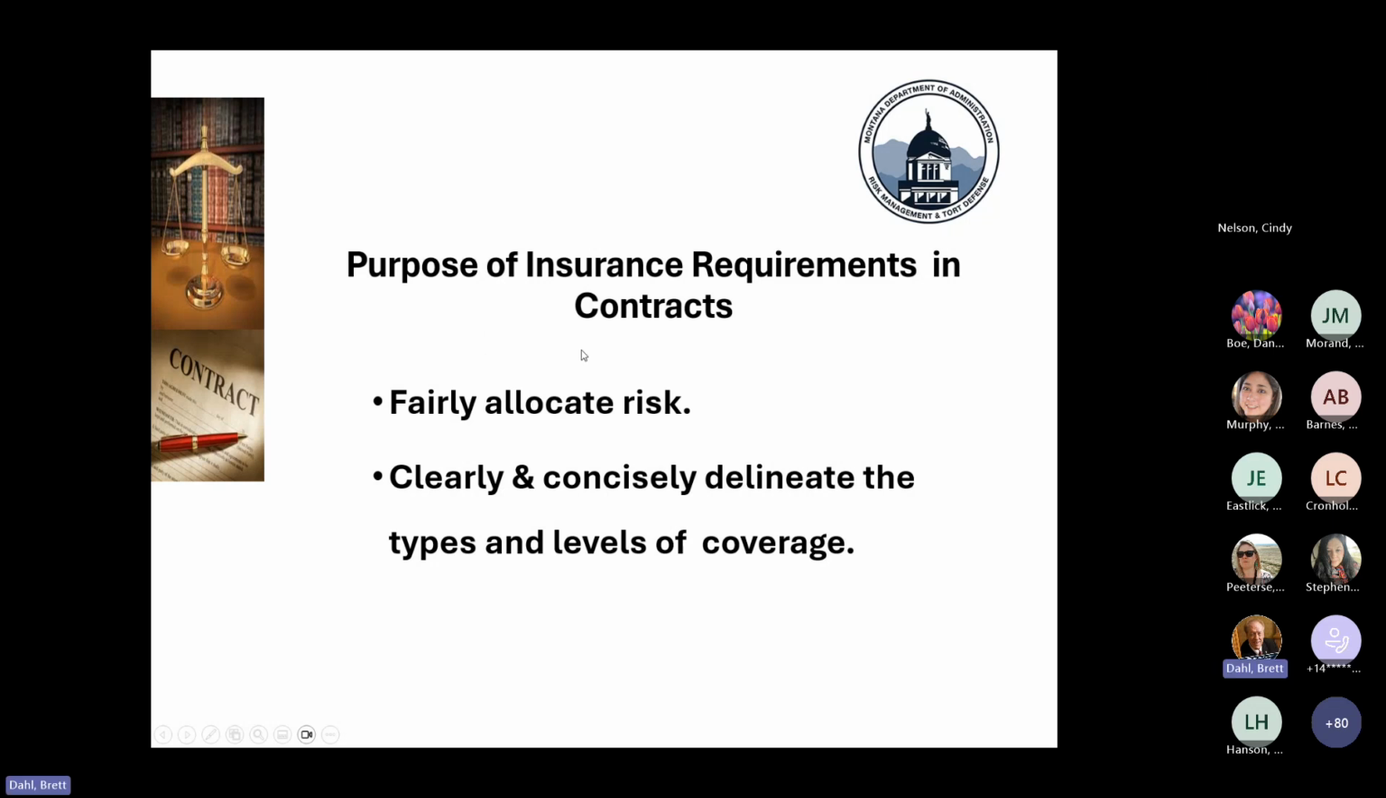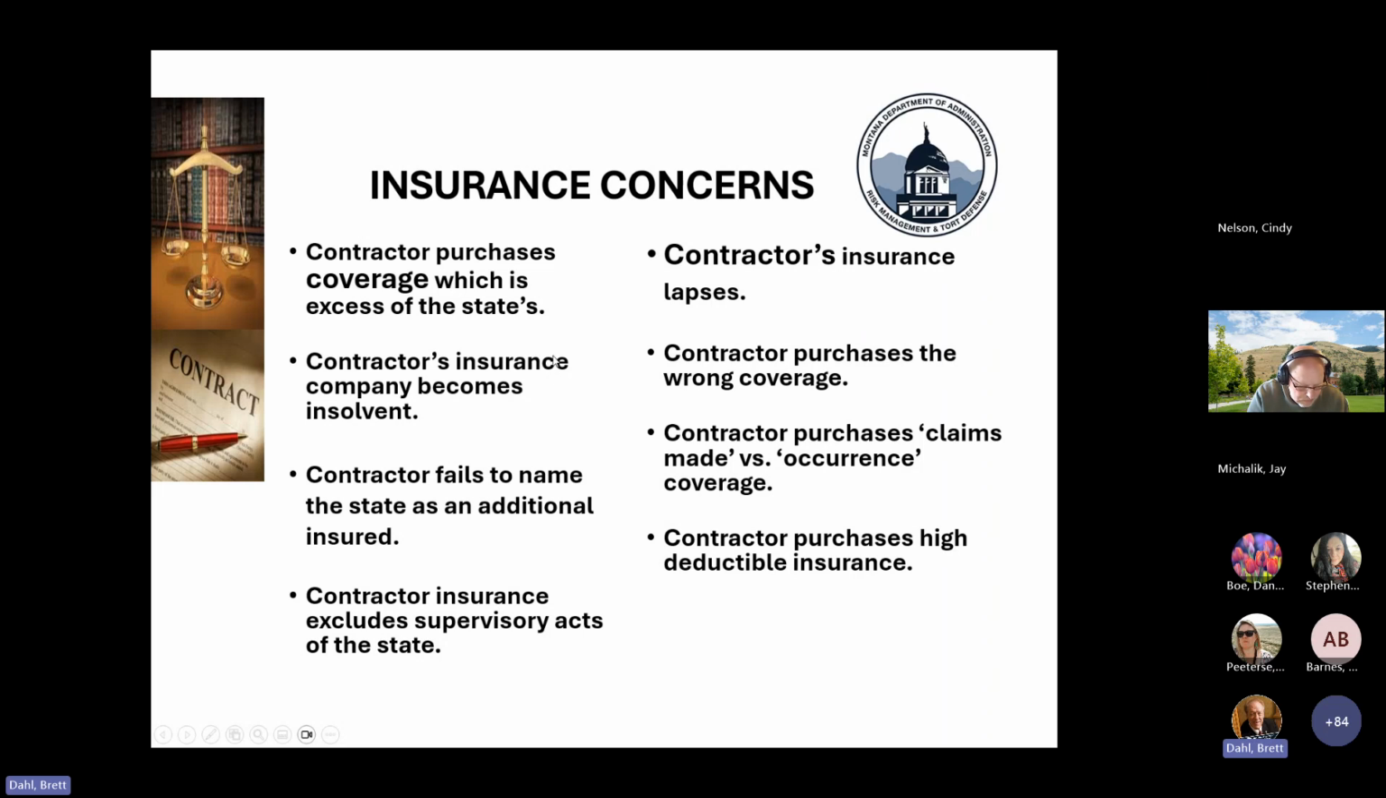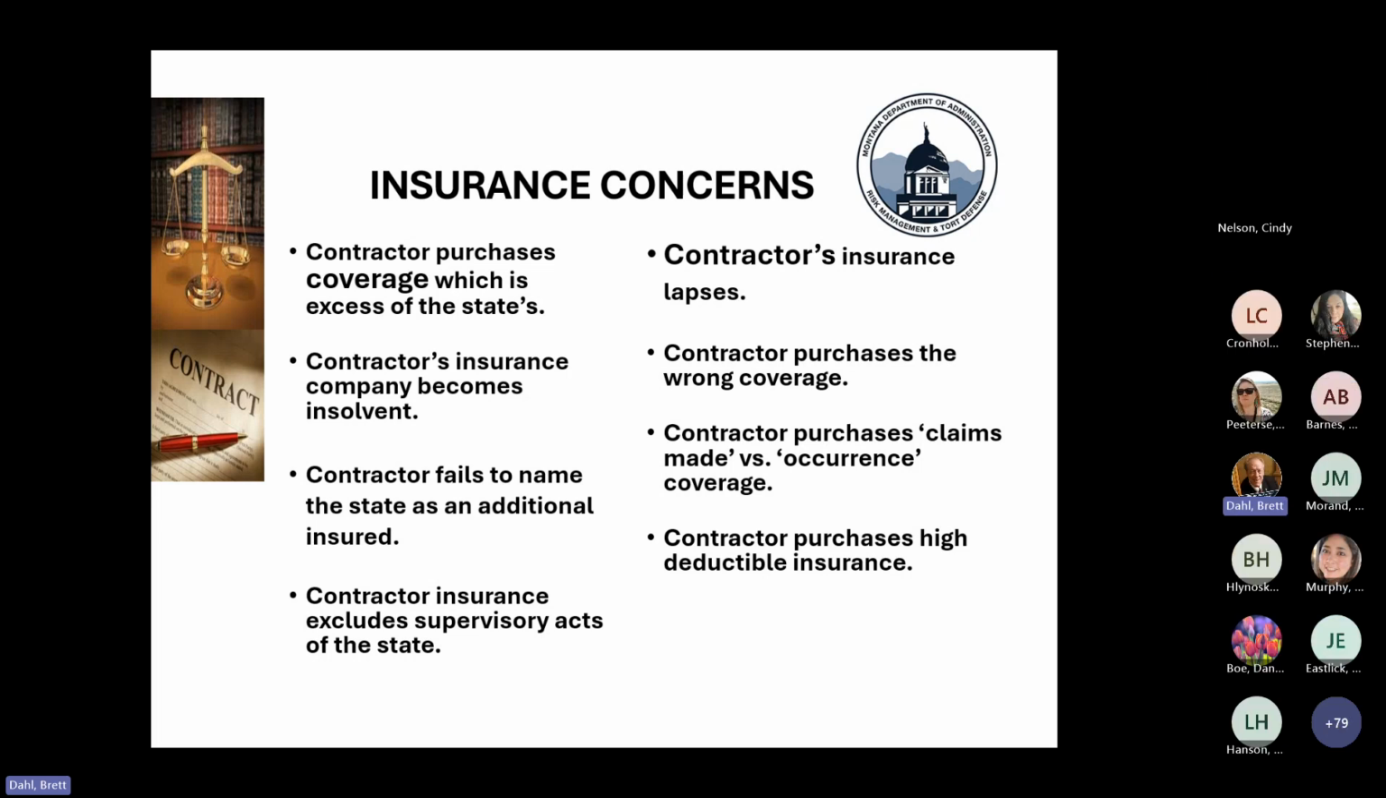So let's segue into a discussion of insurance requirements in contracts. They're there, as you all know, to fairly allocate risk and to clearly and concisely delineate the types and levels of coverage. Here are some of the concerns associated with contractual insurance if it's not done right. The contractor purchases coverage which is excess of the state. Have you seen that in your contracts where the contractor will say, our coverage is excess of any other insurance that's available, it isn't primary? So that could be one problem.